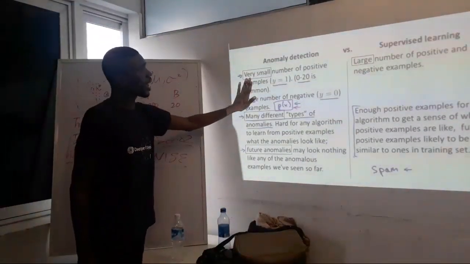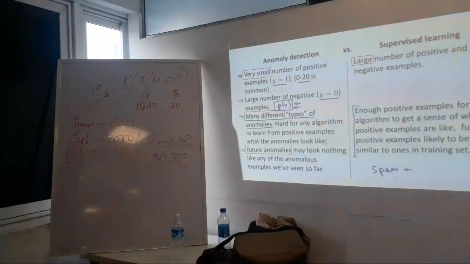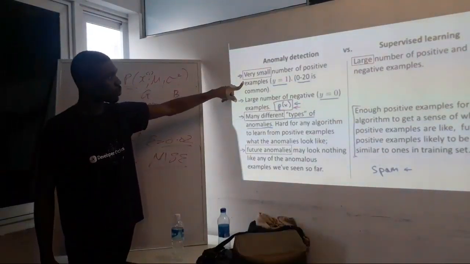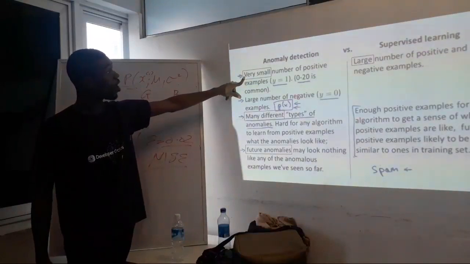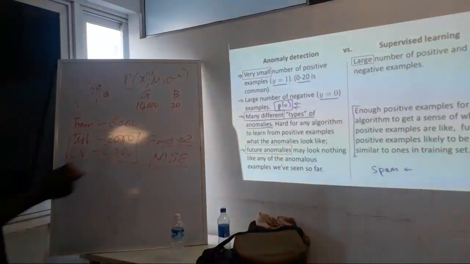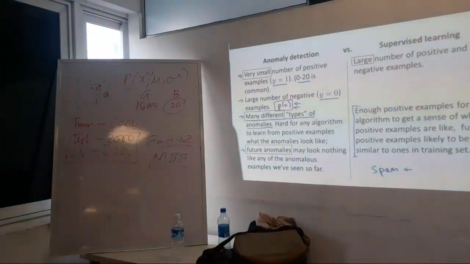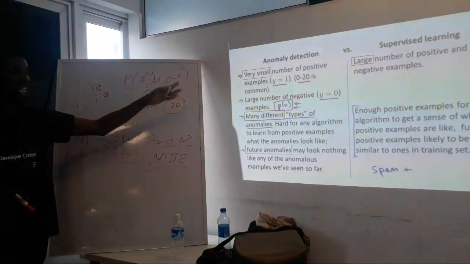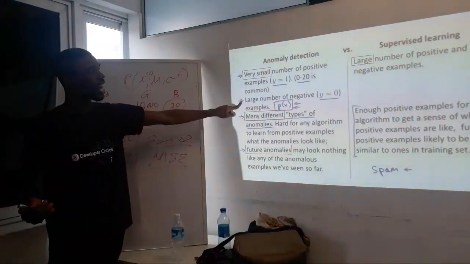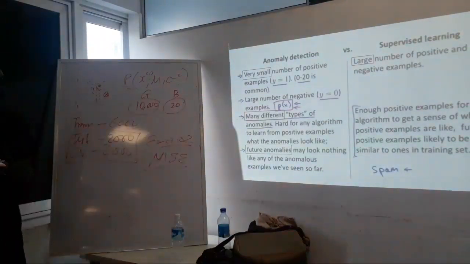What's the difference between anomaly detection and supervised learning? If you remember what I said before, if you have a very small number of positive examples, in this case 20, it's advisable for you to use anomaly detection. Not just that, if you have a large number of the negative ones, anomaly detection is preferable.